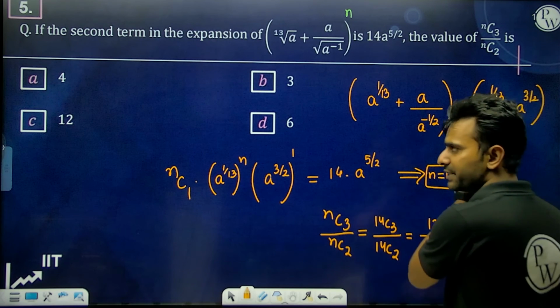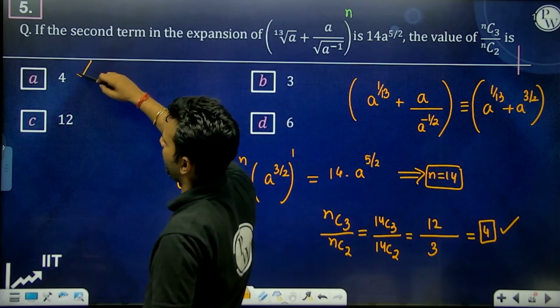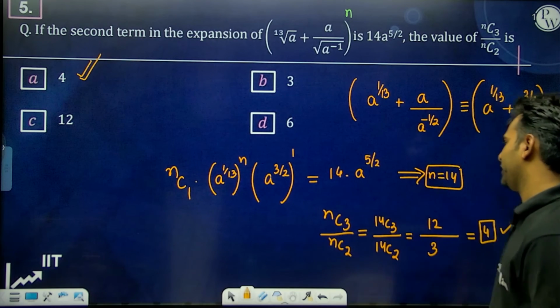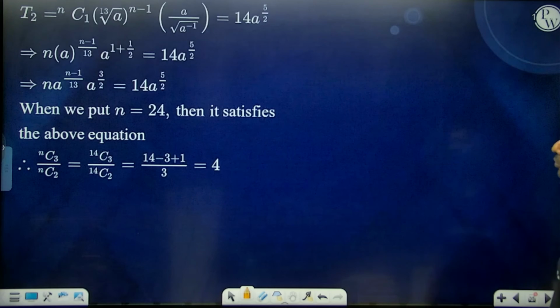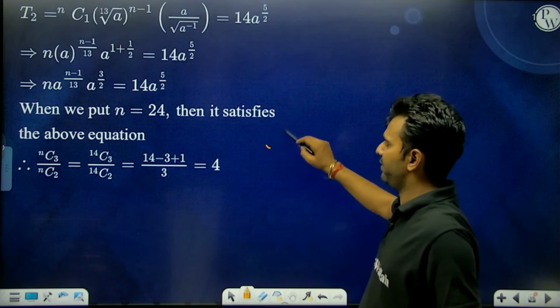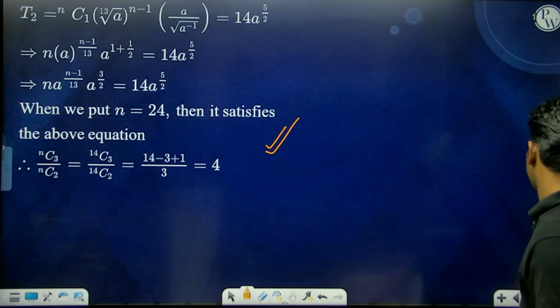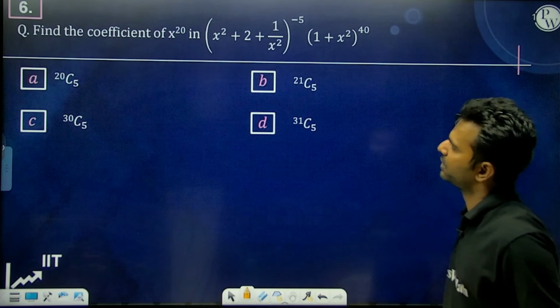So this is a recent year JEE Mains problem. Understand how easily and comfortably you can solve the problems if you know a bit of these very basic things. Yes, everyone. So for your reference, I have attached the solutions as well.